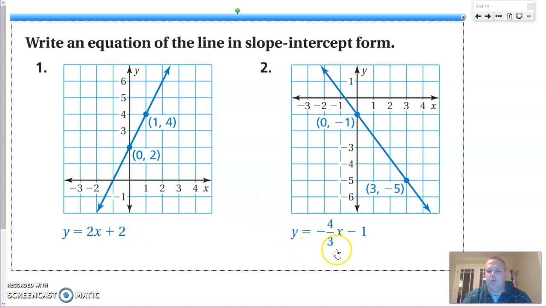Over here, you can see the answer now. How did they get that? They went down 1, 2, 3, 4 over 1, 2, 3. So going down is -4, to the right is +3. That's -4/3. Where does it cross the y-axis? It crosses at -1, so we have -1.